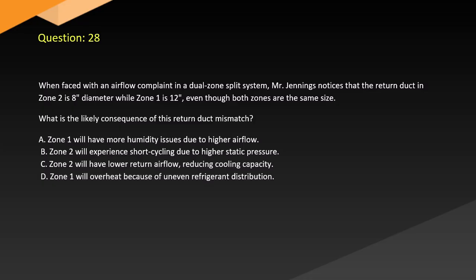Question 28. When faced with an airflow complaint in a dual-zone split system, Mr. Jennings notices that the return duct in Zone 2 is 8 inches in diameter while Zone 1 is 12, even though both zones are the same size. What is the likely consequence of this return duct mismatch?